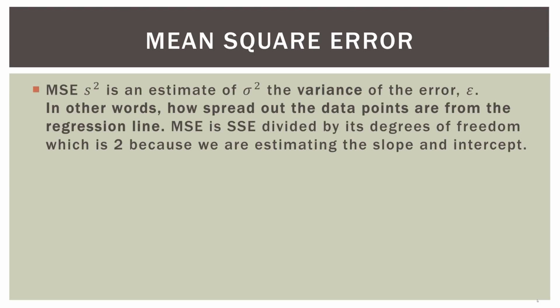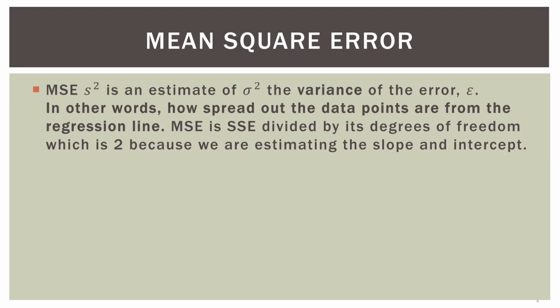So let's talk about mean square error. A little bit of text here, but it's important to understand. The mean square error, which we saw in the output before, or S squared is the notation, is an estimate of sigma squared. Remember, sigma squared means variance. That's from way back in the beginning of the stats course. We learned about sigma squared variance, and then sigma is deviation, and so forth. So MSE, S squared, is an estimate of sigma squared, the variance of the error. And we talked about error in the previous slides. In other words, how spread out the data points are from the regression line. That's the lay way of thinking about it.